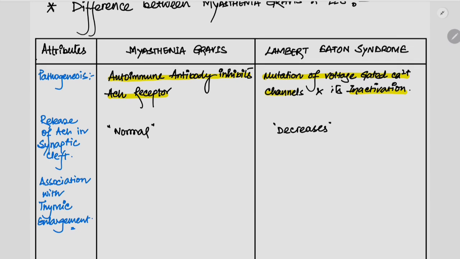In myasthenia gravis, there is association with thymic enlargement because there is enlargement of the thymus in the myasthenia gravis. But in Lambert-Eaton syndrome, thymic enlargement is not seen. So here the thymic enlargement association is present in case of myasthenia gravis, and in Lambert-Eaton syndrome it is absent.